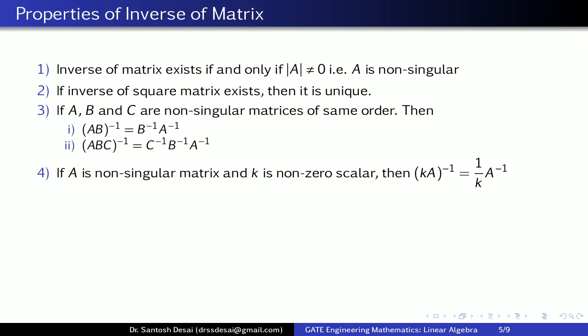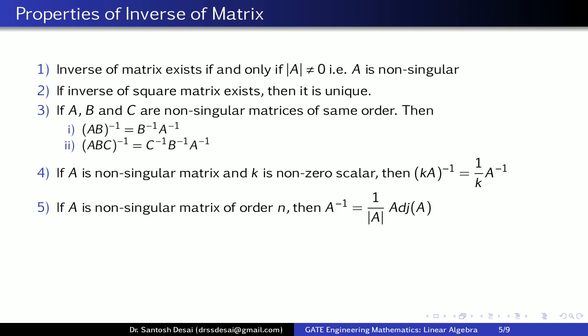If A is a non-singular matrix and k is a non-zero scalar, then (kA) inverse is equal to 1 upon k into A inverse. And the next property: if A is a non-singular matrix of order n, then A inverse is equal to 1 upon determinant of A into adjoint of A. This is the formula which gives the inverse of the given matrix.